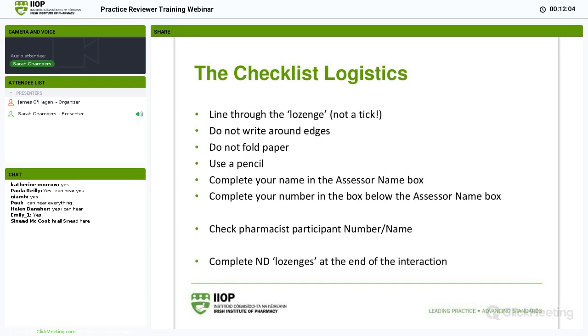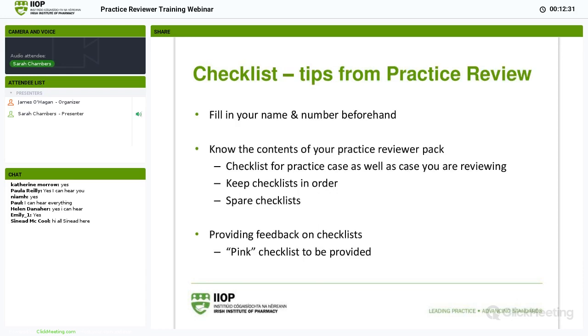Feedback from yourselves is that it's really important to leave the not demonstrated lozenges or boxes until the very end of the interaction. You never know when a pharmacist may think of something at the very end, and it's easier than having to rub them out. So in the morning of practice review, we will have time to get familiar with our checklists again. A helpful tip from yourselves previously is to fill in your name and number beforehand. Use that time in the morning of practice review to have that step done, as it can save you time when you feel a little more under pressure as we go through the SPI stations.